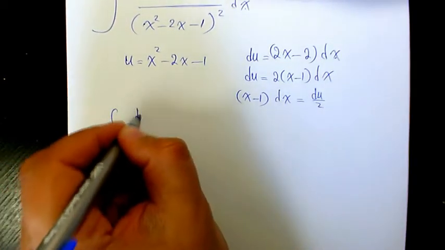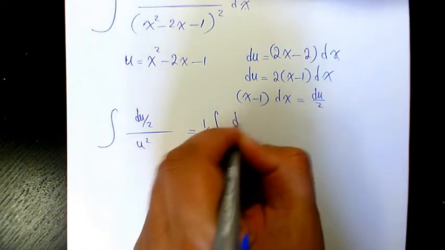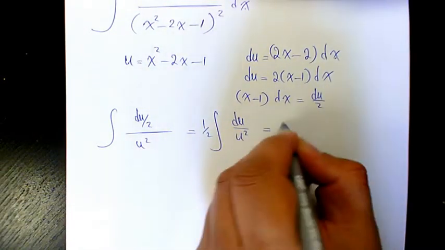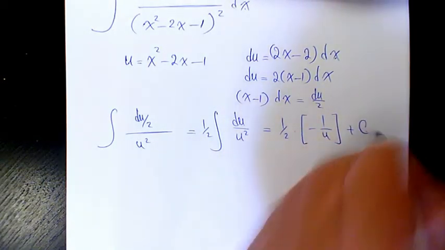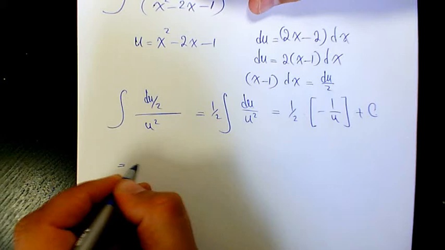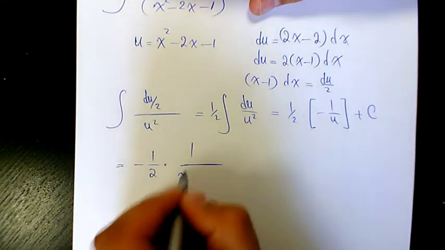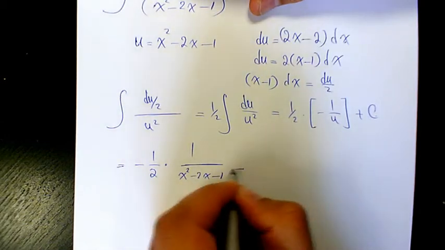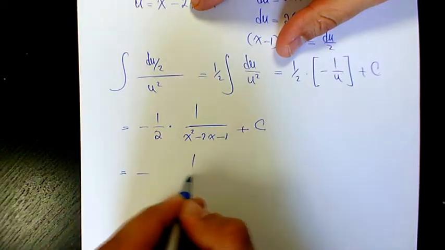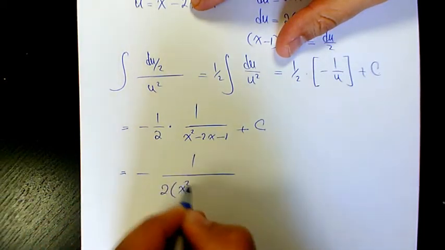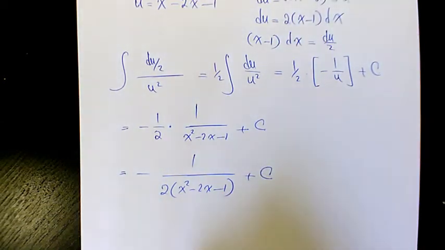So that's going to be du over 2 over u squared. So 1 over 2 times du over u squared is going to be 1 over 2 times negative 1 over u plus c. Negative 1 over 2 times 1 over u is, with u being x squared minus 2x minus 1, plus c. So we have negative 1 over 2 times x squared minus 2x minus 1 plus a constant number.